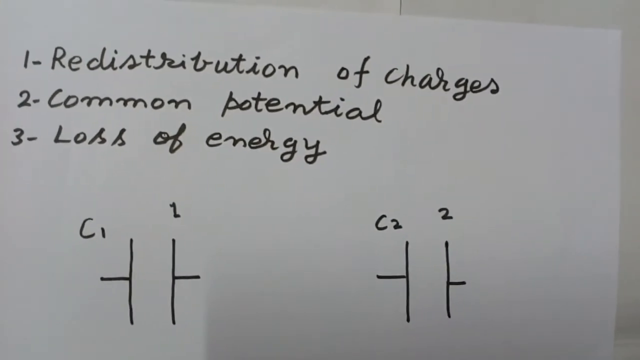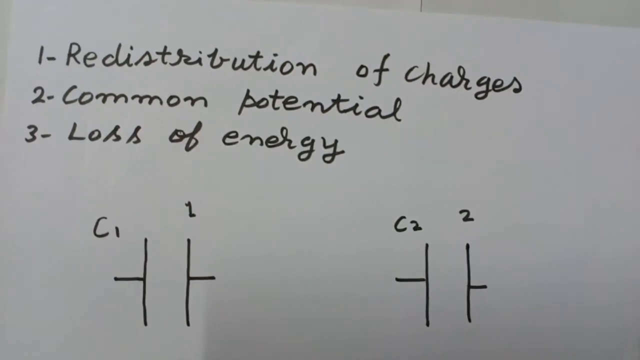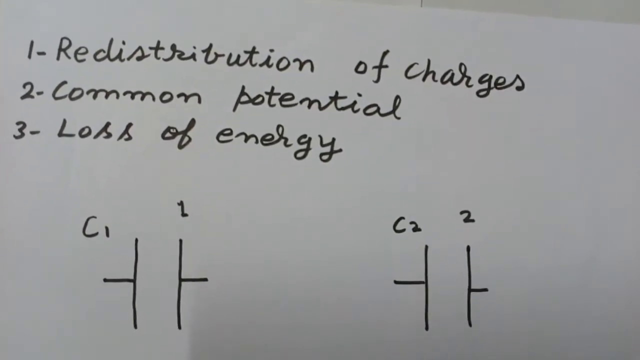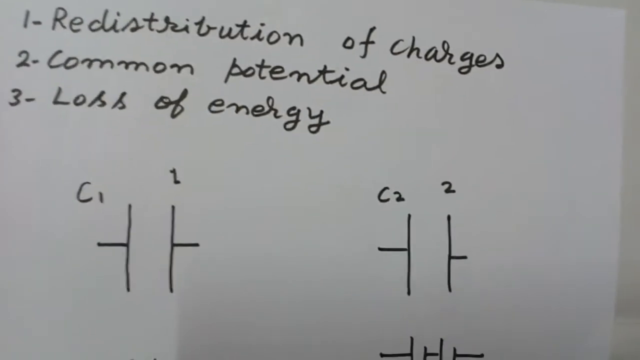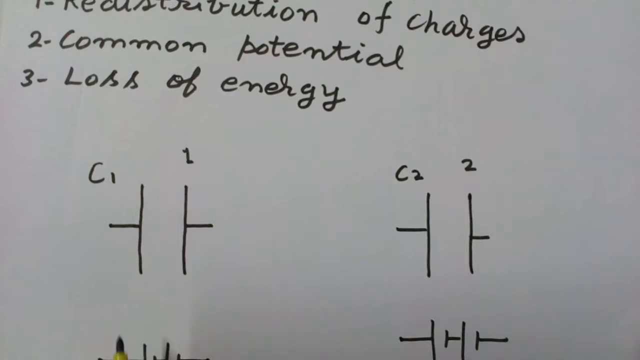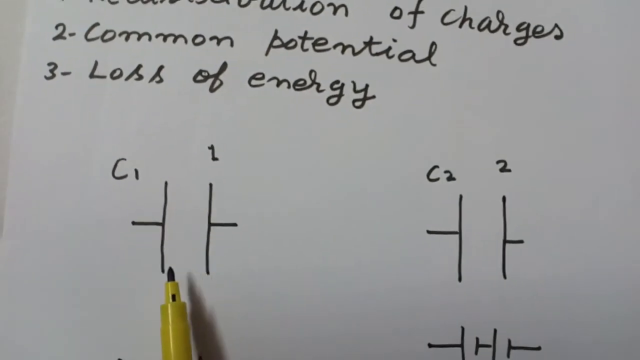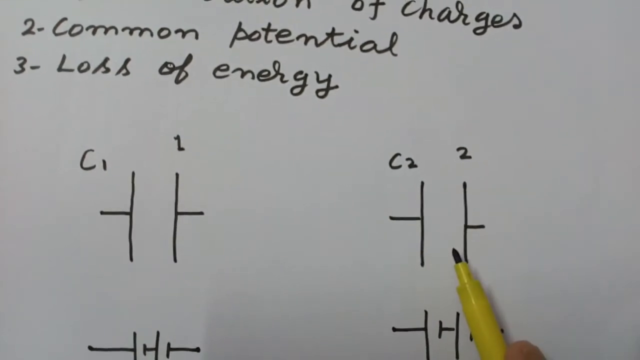Today we will understand redistribution of charges, common potential and loss of energy in redistribution of charges. Suppose here are two capacitors. This is capacitor number 1 whose capacity is C1. This is capacitor number 2 whose capacity is C2.